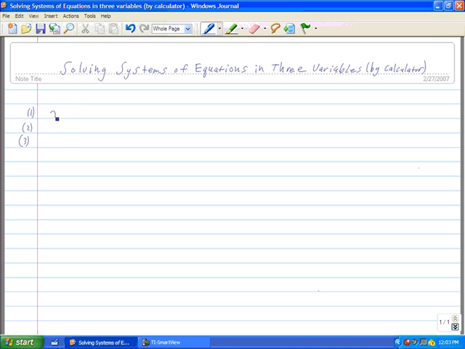If we had an x minus 2y equaling negative 3, a 3x plus 2y equaling 7, and a 2x minus 4y plus z equaling negative 6. This is still a system with 3 equations and 3 unknowns. It just so happens in the first 2 equations there's a variable missing, but that's not a problem.